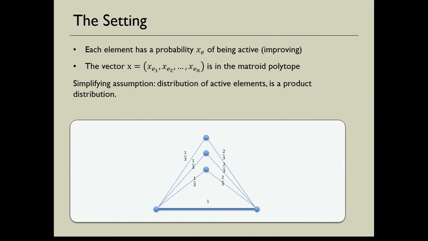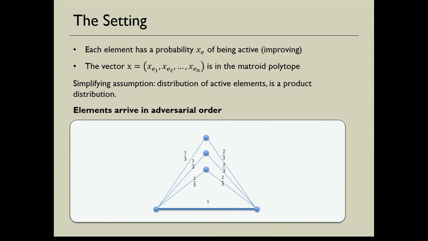Now I make an assumption, which is necessary. You don't need this strong assumption, but you need some assumption. So I say that the distribution of active elements is a product distribution. So the probability that E1 appears is independent from E2 appearing and so on. That's not true for improving elements, but in this setting I will make it.